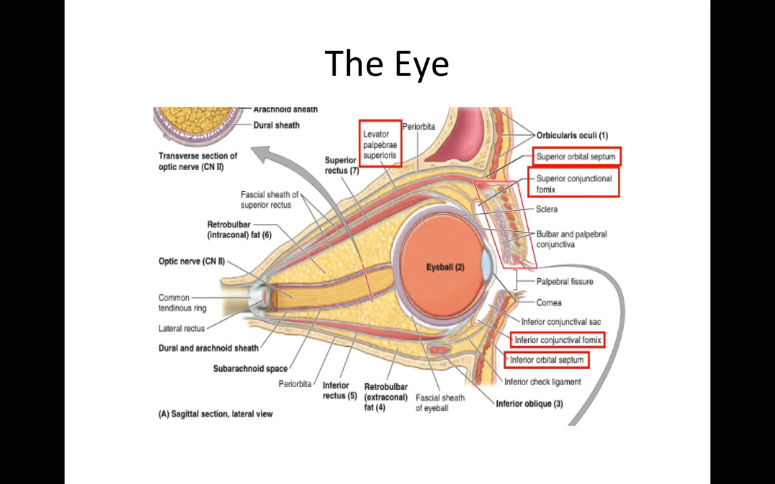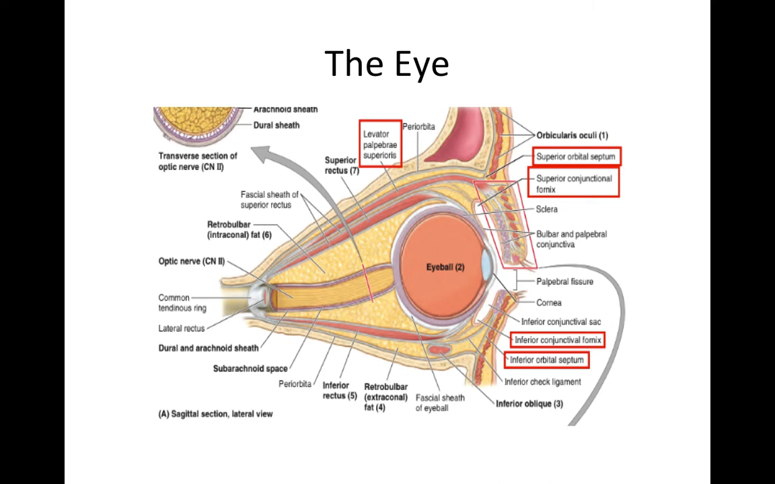Now when we really get into the eye, there's several structures that we need to be aware of. Gray's 880 and 886, as well as Netter's 83, are great pictures of these and have some more details if you need to look into that.